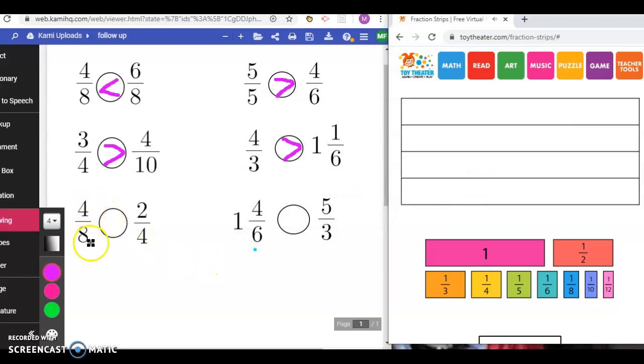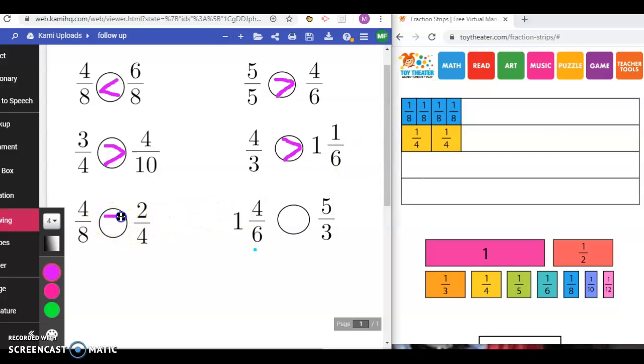Let's look at this one, 4/8. So we have 4/8, and then we need 2/4. Well, look at that. It's the same size. So 4/8 would be equal to 2/4.